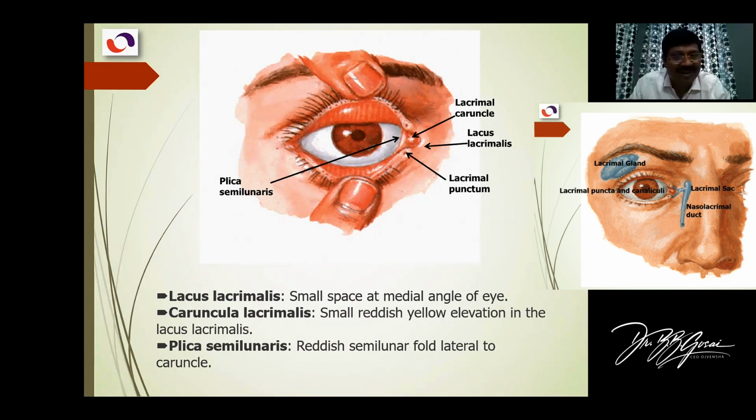Just lateral to it, there is a small depression known as the lacus lacrimalis. It's a lake because water collects in it. What is the water? Lacrimal fluid. That's why people call the whole thing lacus lacrimalis. And in the lacus, there is an elevation like an island, and that is the caruncle. So these are small features you see on the medial side of the eye. When you look in the mirror, you will find these points.